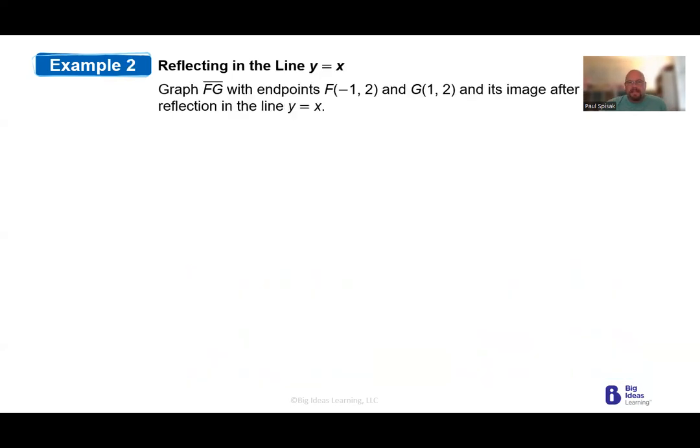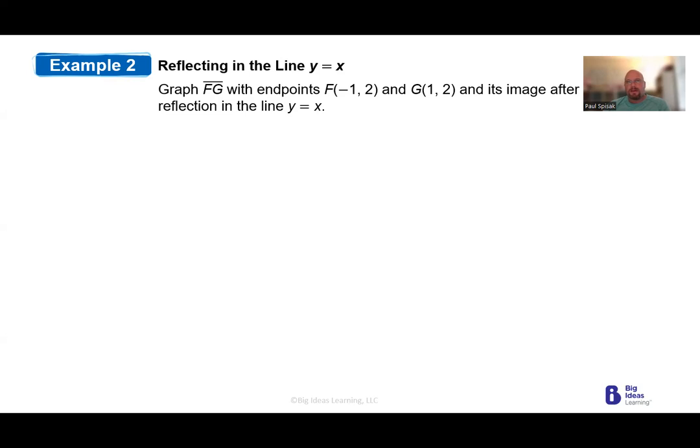Now reflecting in the line y is equal to x. If we have a line that is diagonal, going a positive diagonal with a slope of 1, going through our coordinate plane, our values actually end up switching.